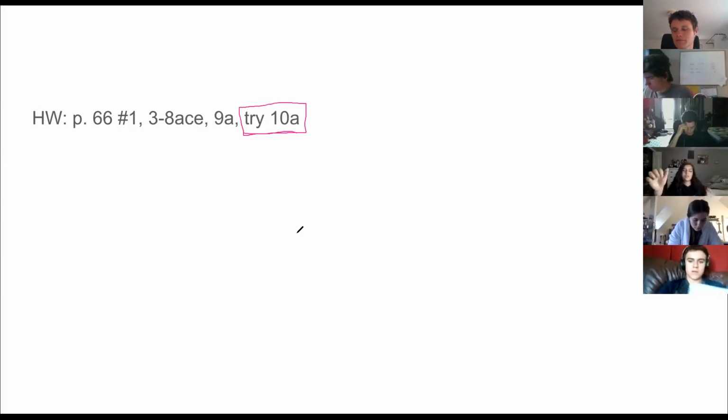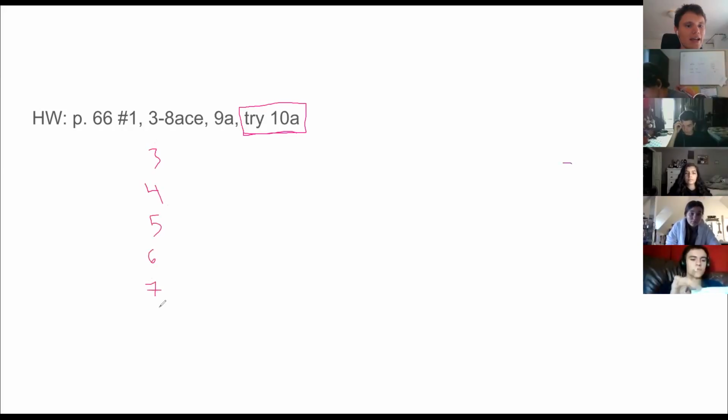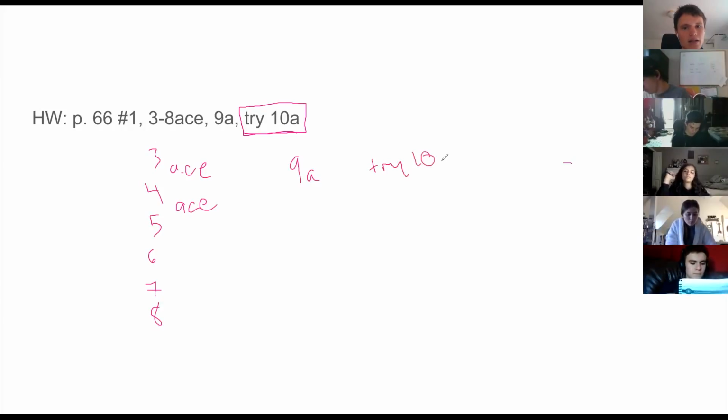And then just quickly, Mr. Bohr, the number 1 means just do all of 1, right? Yeah, that's right. And then for 3, 4, 5, 6, 7, 8, do A, C, E, etc. Just 9A and then try 10A.